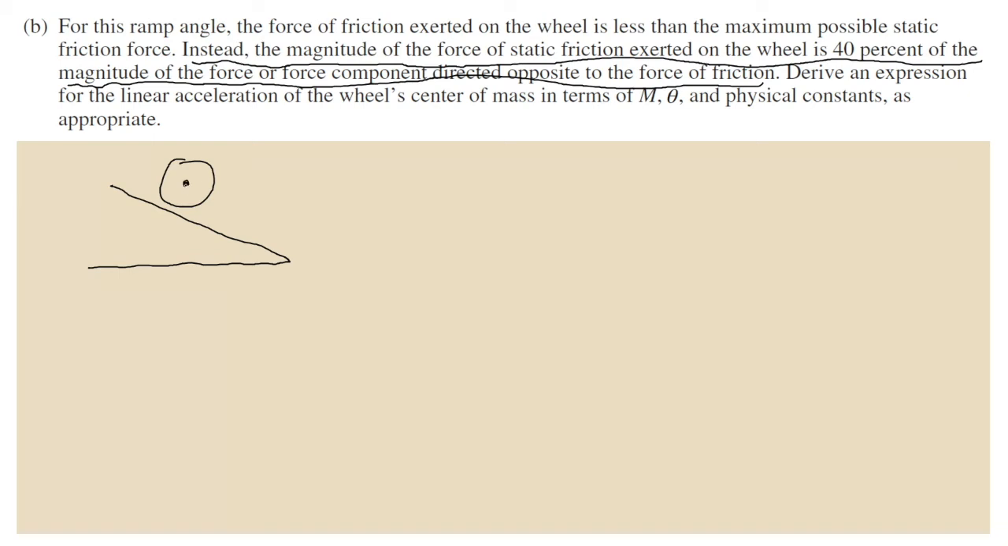So as you saw here, we had a force of gravity coming down, we had a normal force coming up, and we had a force of static friction acting parallel to the ramp, which I have drawn all sorts of wonky over here. And we have to consider the linear acceleration of the wheel down the ramp. I said it once and I'll say it again.